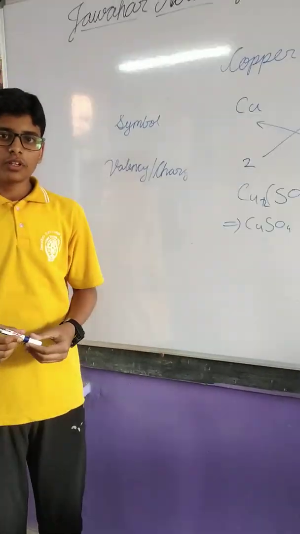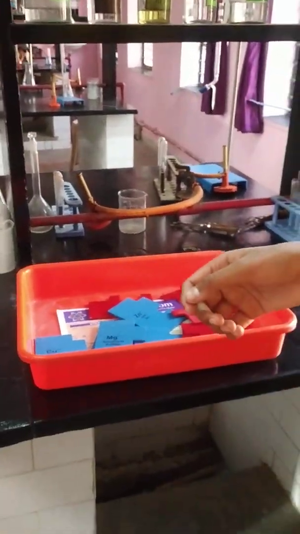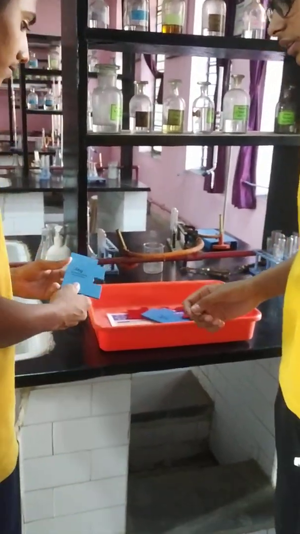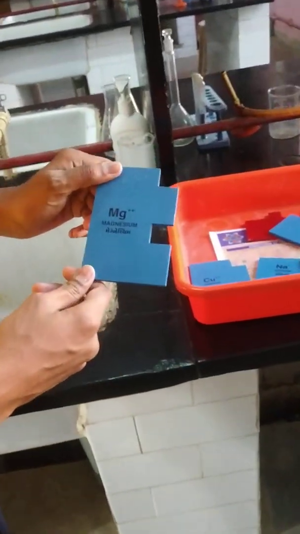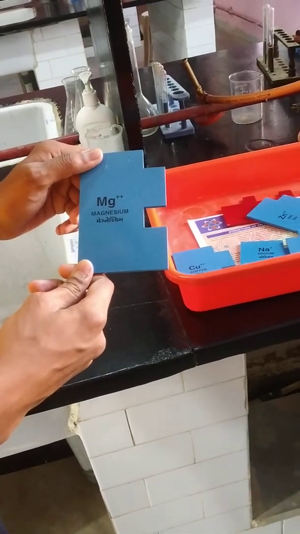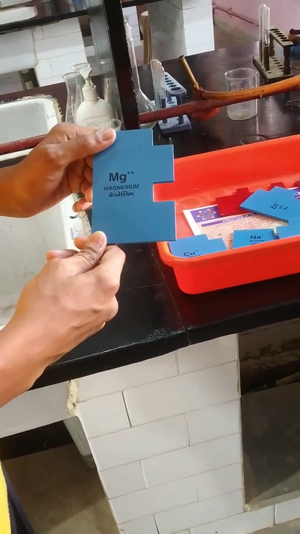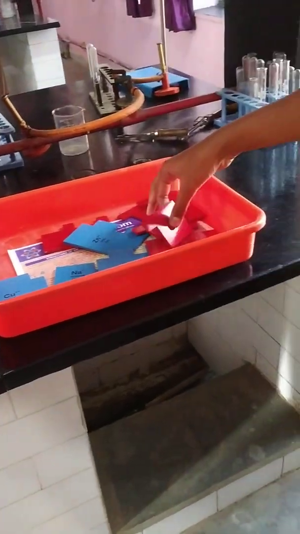Now let us perform an activity to get some more examples of formulas of some chemical compounds. Now I have here one friend named Shankar. He is helping me in performing this activity. Shankar is holding the cards of elements, which generally form positive ions. Positive ions are in blue color and negative ions are present in red color.